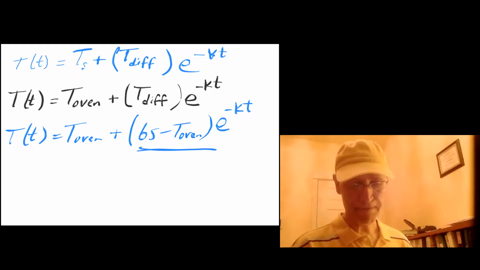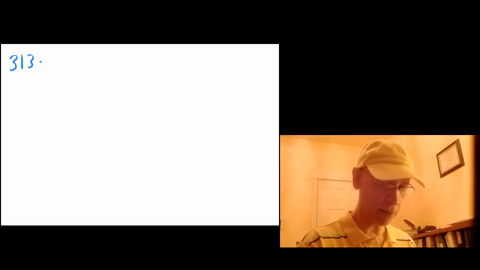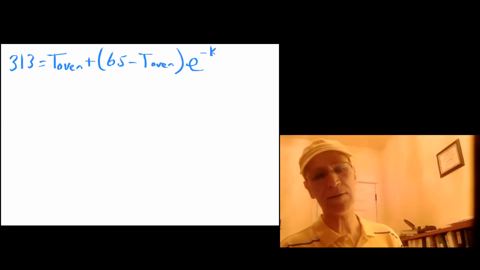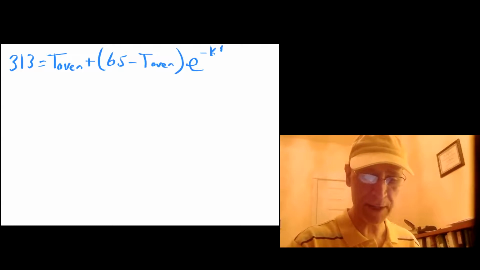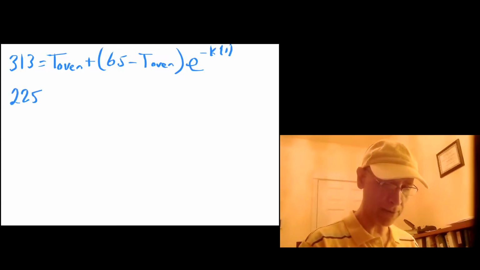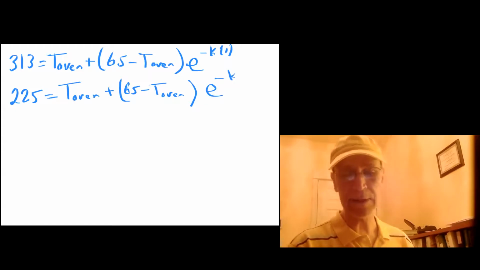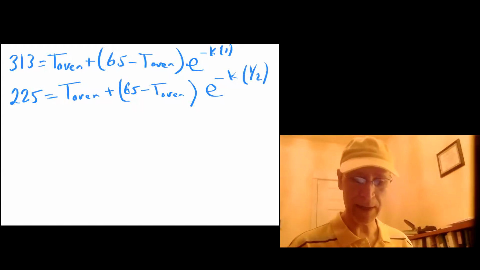So let me go ahead and use the numbers that we were given. I can claim that 313 equals temperature of the oven plus 65 minus temperature of oven times e to the minus k. And since t was 1 when the thermometer is reading 313, I really don't have to write it, but let's put it in there. And 225 equals temperature of oven plus 65 minus temperature of oven times e to the minus 0.5 k. In this case, the time is 1/2 or 0.5. I like 0.5 better.